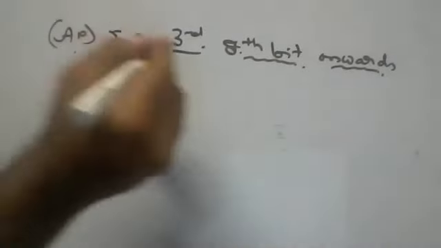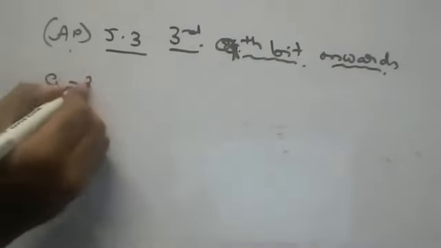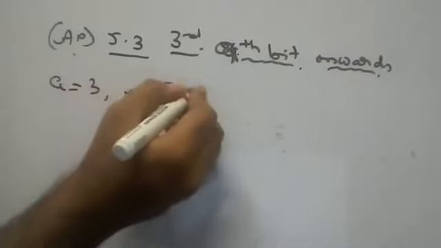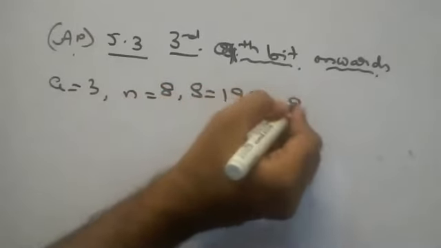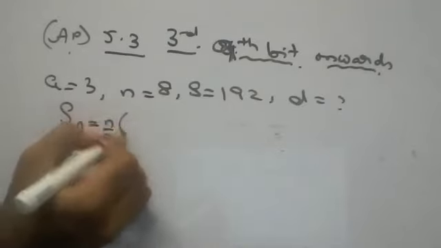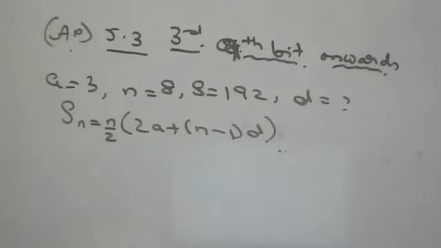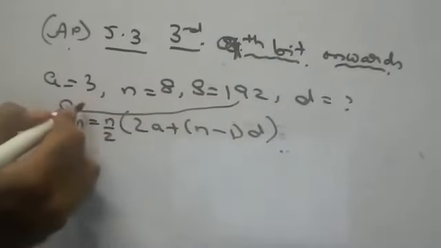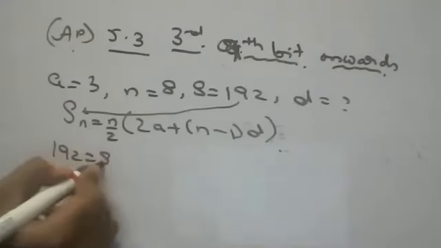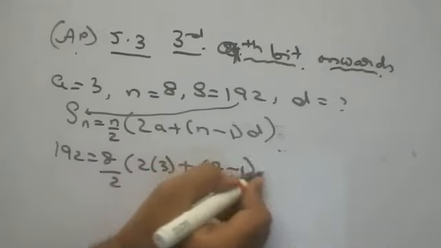Ninth sum, children. We will do the ninth bit. So a is equal to 3, n is equal to 8, Sn is equal to 192. You have to find d. Very easy sum, children. Sn is equal to n by 2 into 2a plus n minus 1 into d is the formula. Direct substitution. All of you will get it. Try, children. Directly they have given 192. n is 8, given. 2 into 3, they gave. n is 8 minus 1. Common difference you should find.